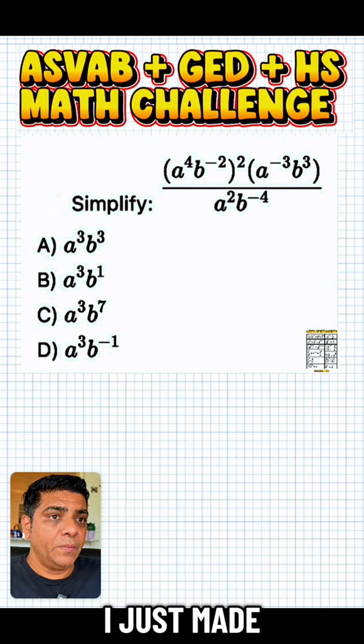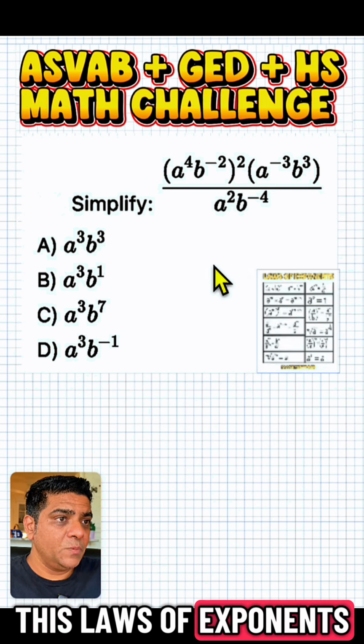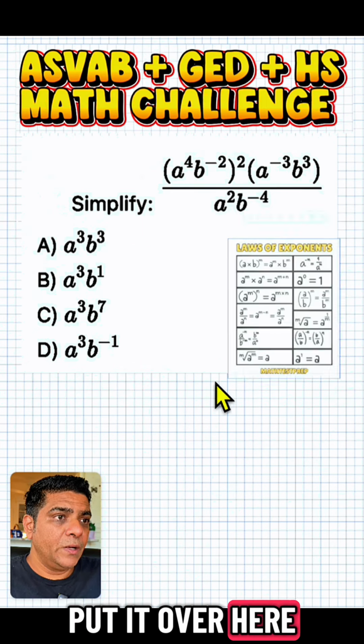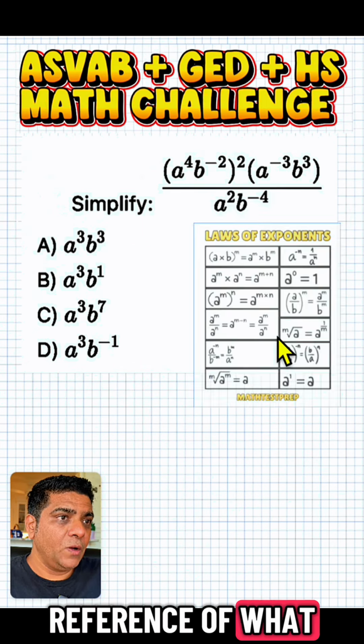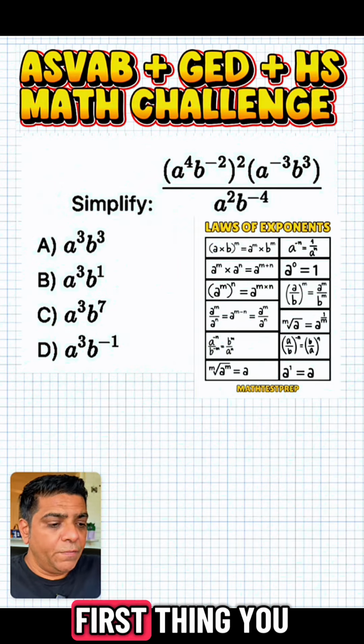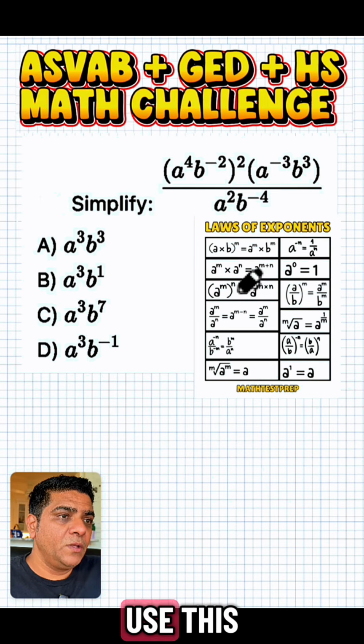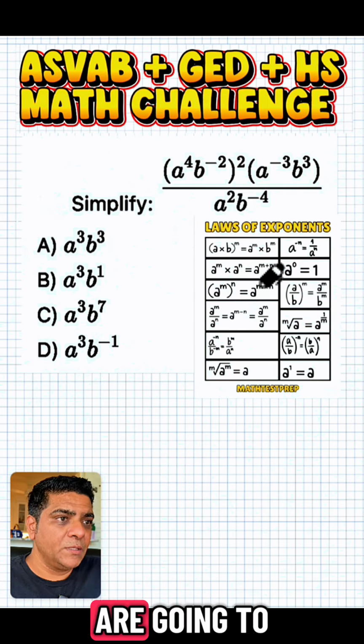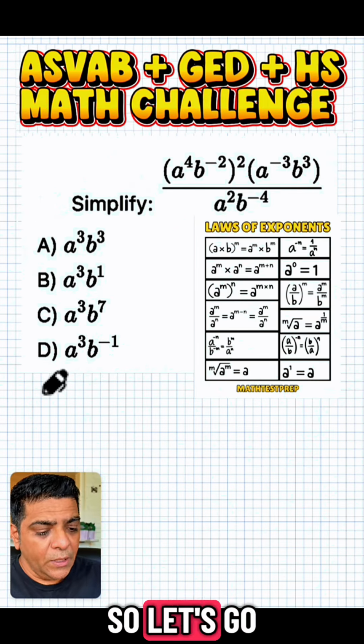So I just made this laws of exponents reference and I'm going to put it over here so we have a reference of which laws of exponents we need to use for this problem, okay? The first thing you see is we have these parentheses, so we're going to use the power rule, where the exponents get multiplied. So let's go ahead and do that.